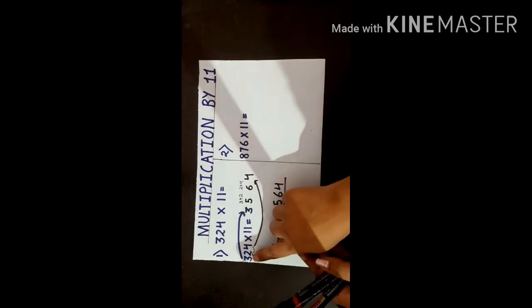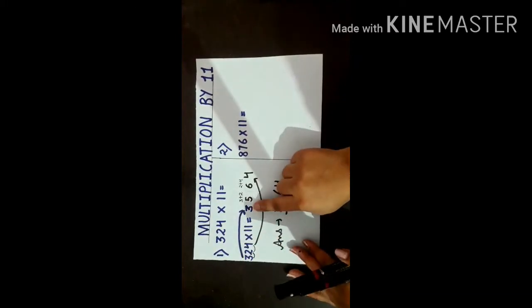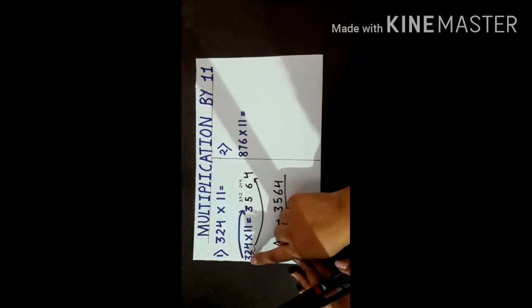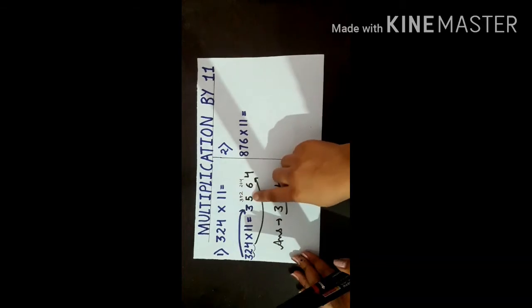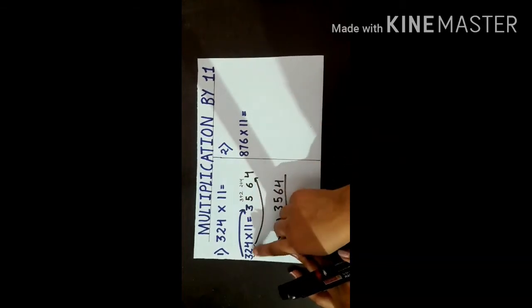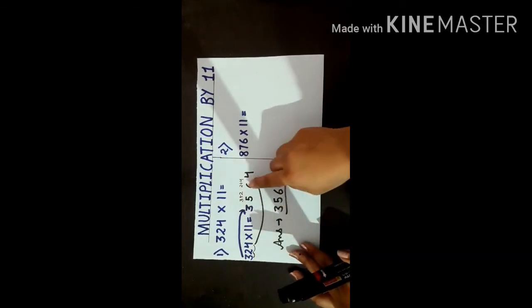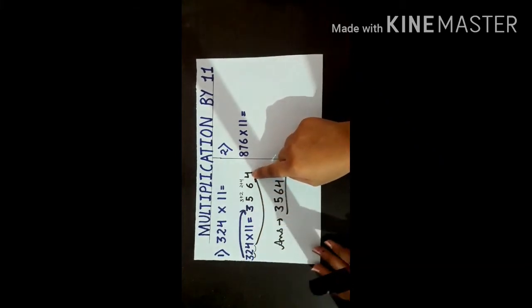Again I am repeating, students, the first digit in the first place, then you have to add both the digits, 3 plus 2 is 5, then you have to add the next two digits, 2 plus 4 is 6, and then the last digit in the last place.